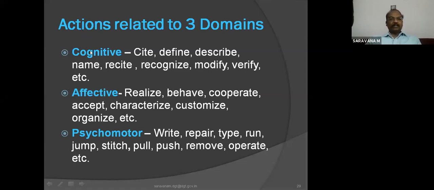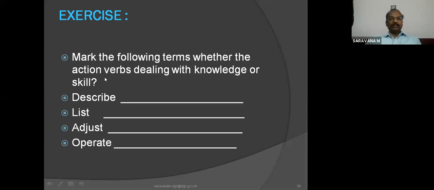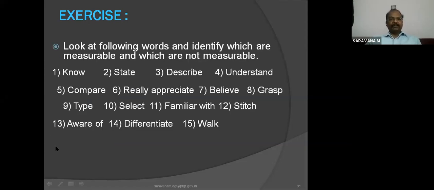So these action verbs and writing instructional objectives, one more class I have scheduled. We will learn how to write the instructional objectives properly without any problem. Like that, we will discuss again. This exercise also we will see when we discuss how to write the instructional objectives or learning outcome statements. So learning outcome statements are very important. One class, one session is there, that time we will discuss.